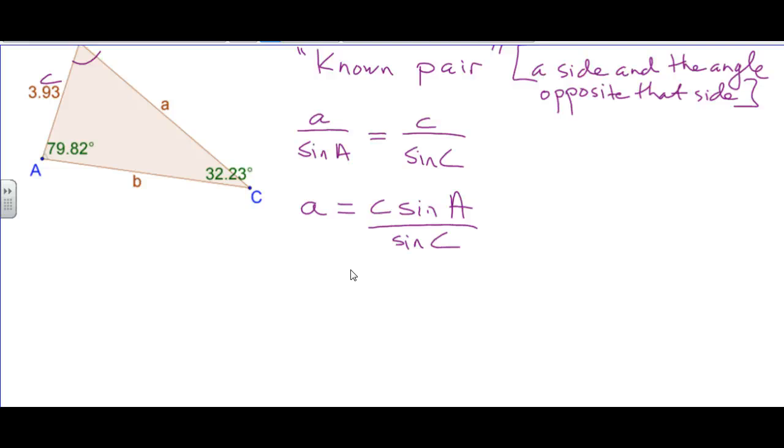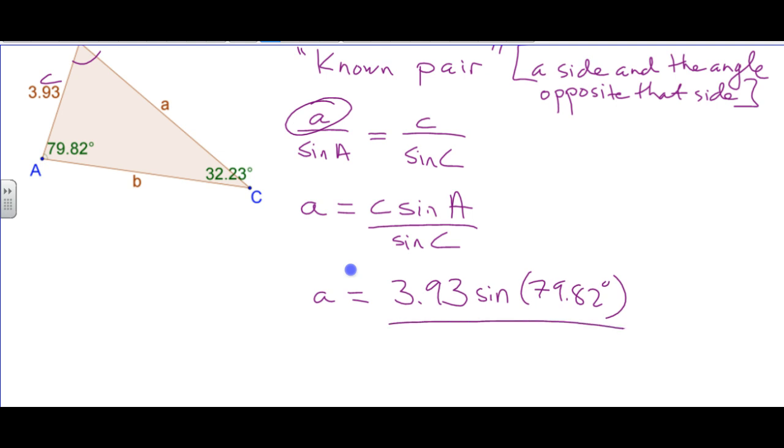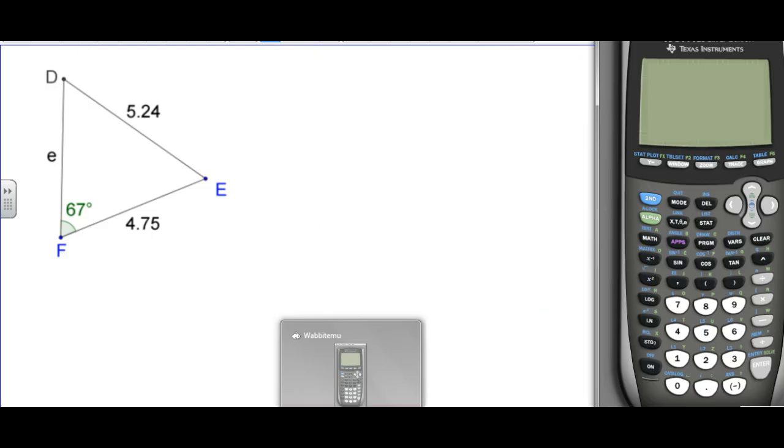Okay, so let's fill in the numbers now. Little a, always do this: put the thing you want to find in the top left. Then I rearrange the formula. So we know c is 3.93 times the sine of angle A, which is 79.82 degrees, over the sine of angle C, which is 32.23 degrees. We're just going to put that into our calculator.